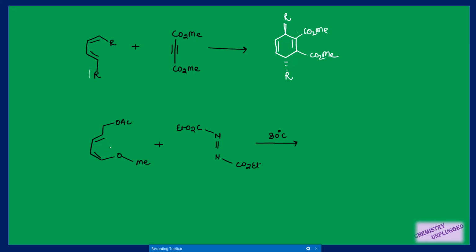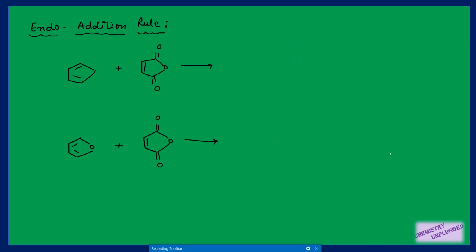In this case, again the same thing: this group is forming an E alkene and this one is forming a Z alkene. So these two are attached on the opposite side. So in the final product they will again remain opposite to each other. If one is going above the plane, another one will go below the plane, right? So this is about the cis principle.